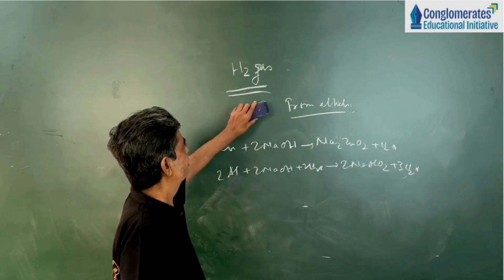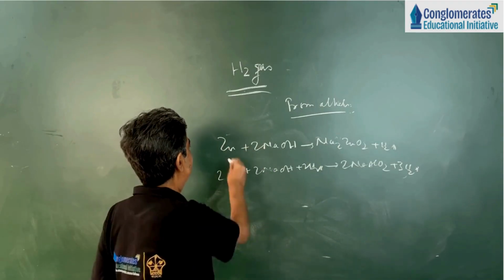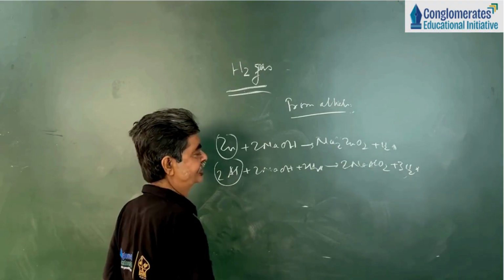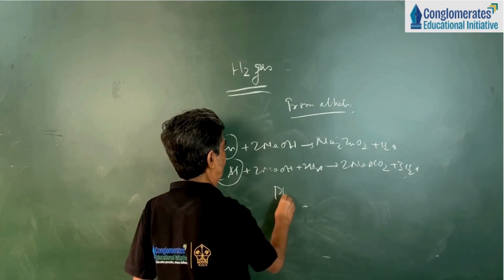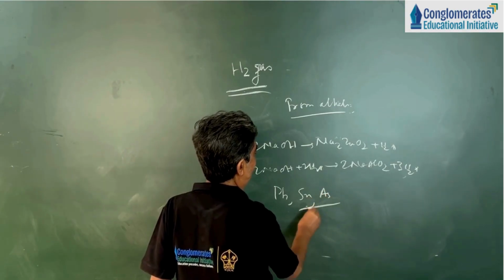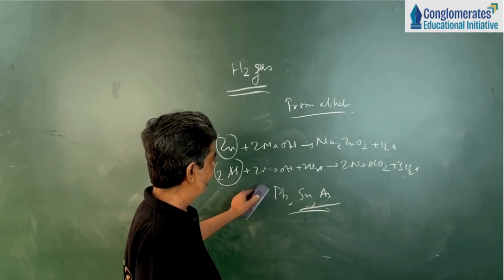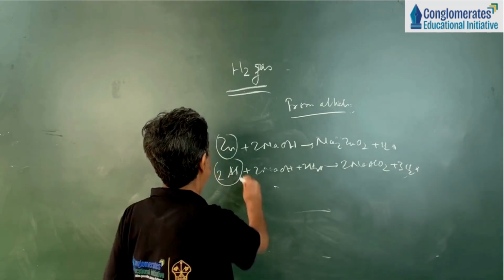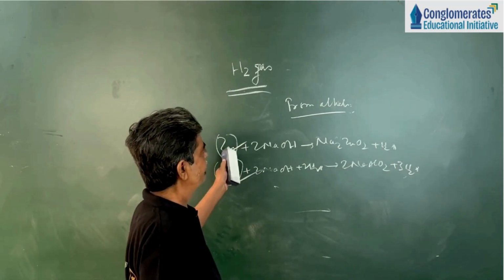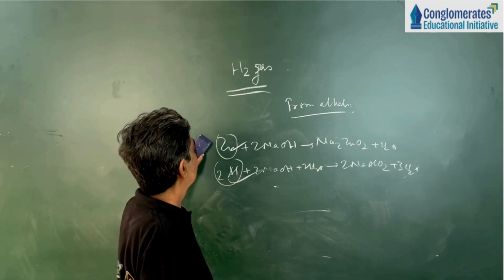So we get hydrogen gas from alkali. Important are zinc and aluminium, though there are many other metals like lead, tin, and arsenic that also react with the alkalis to form respective salts and hydrogen. But important according to the syllabus will be zinc and aluminium. So zinc and aluminium produce hydrogen gas with the formation of the respective salt.